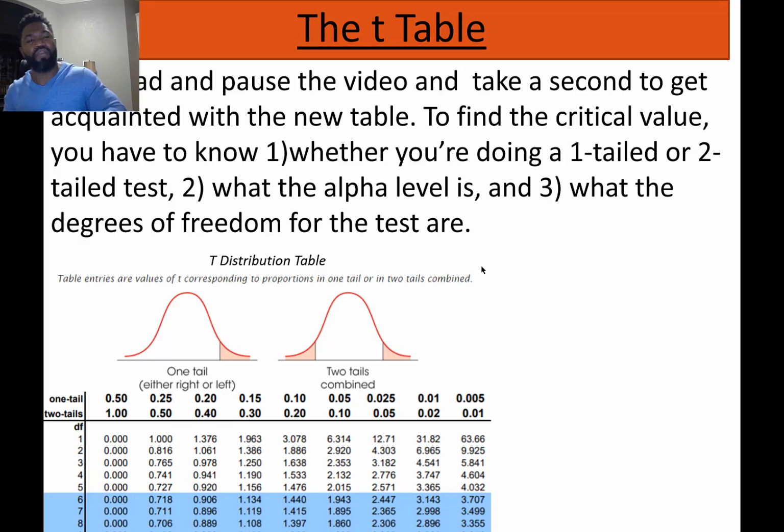So I want you to go ahead and pause the video here now, and we're going to take a second to become acquainted with our new table, okay? And so go ahead and find this thing. It should have been somewhere in your formula sheets or in your statistical tables folder in Blackboard. Just pause the video, print it out, and then come back to the video, and I'm going to explain to you what we use this thing for and how we use it.